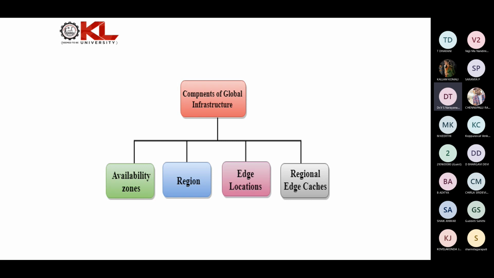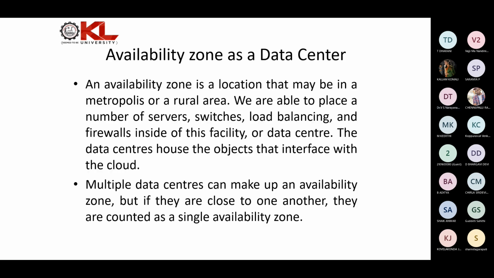As we are discussing the content on global infrastructure, the cloud provides a global infrastructure that has been divided into four parameters: availability zones, regions, edge locations, and regional edge caches. We discussed this in the earlier class.